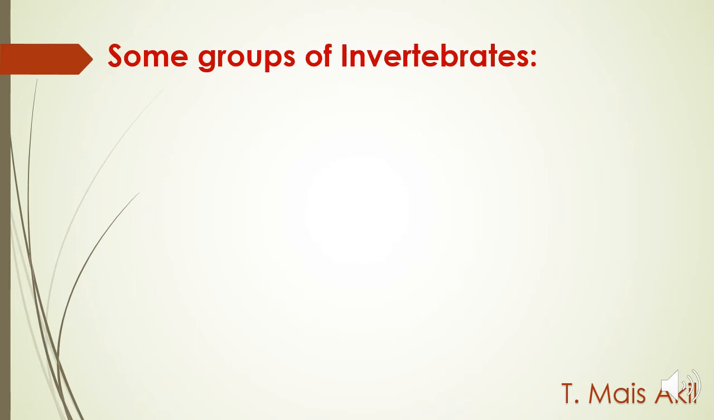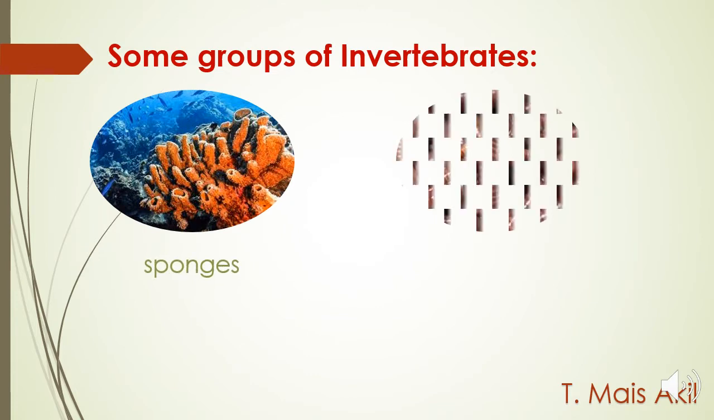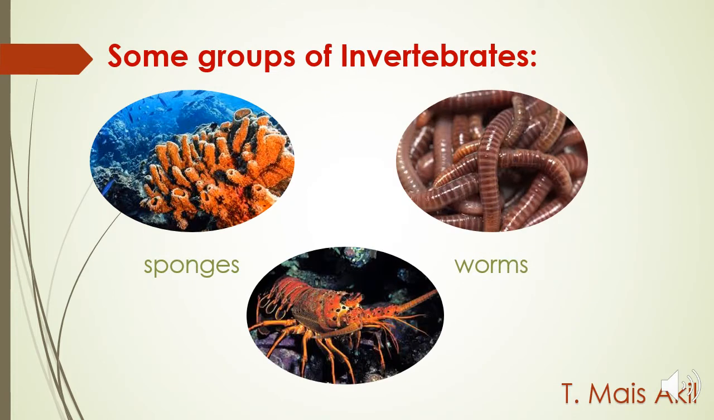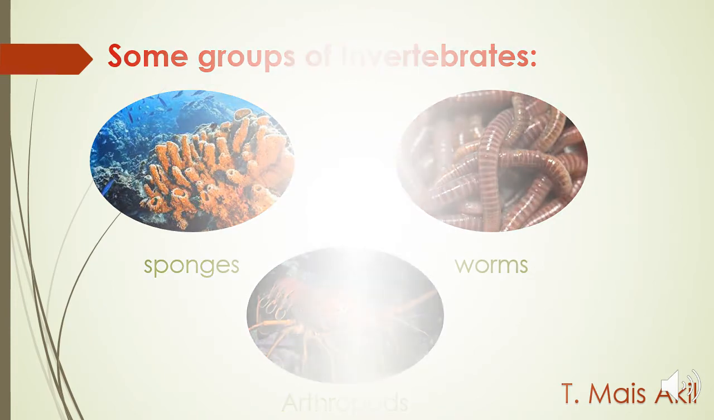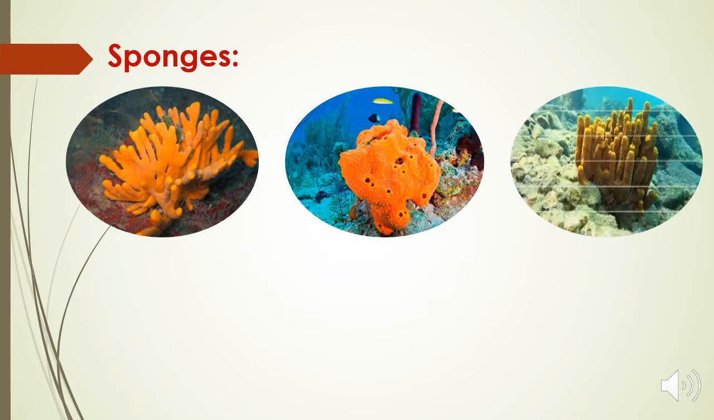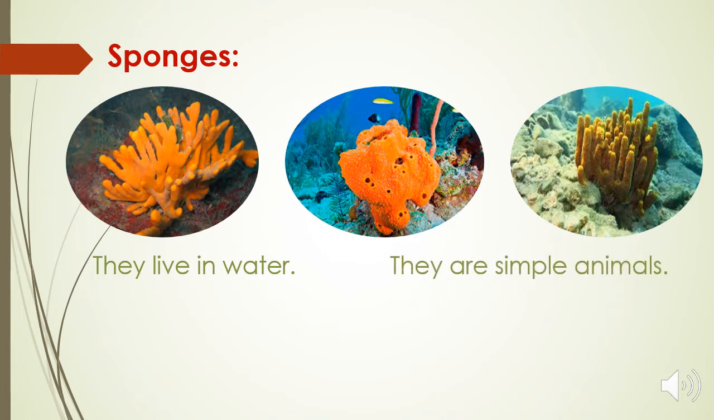Let's study some groups of invertebrates: sponges, worms, and arthropods. Let's start with the sponges. As you see, the sponges come in different shapes and colors, and they live in water. And as you see, they don't have many parts. There is no head, legs, or feet. So this is a very simple animal.